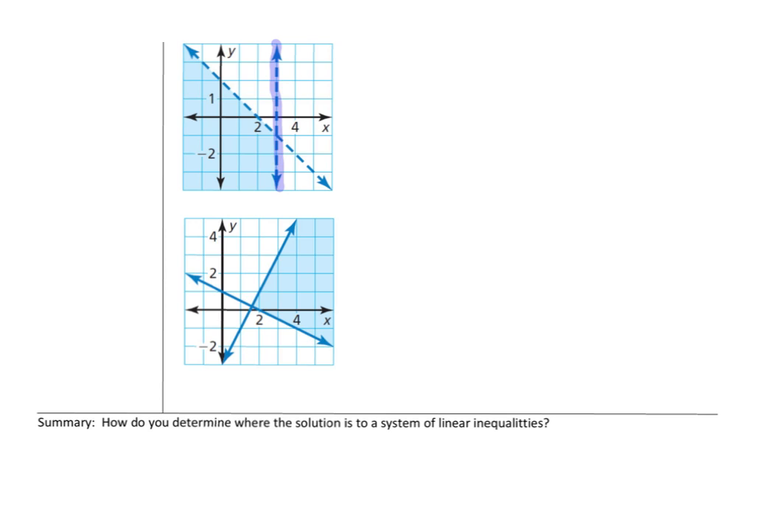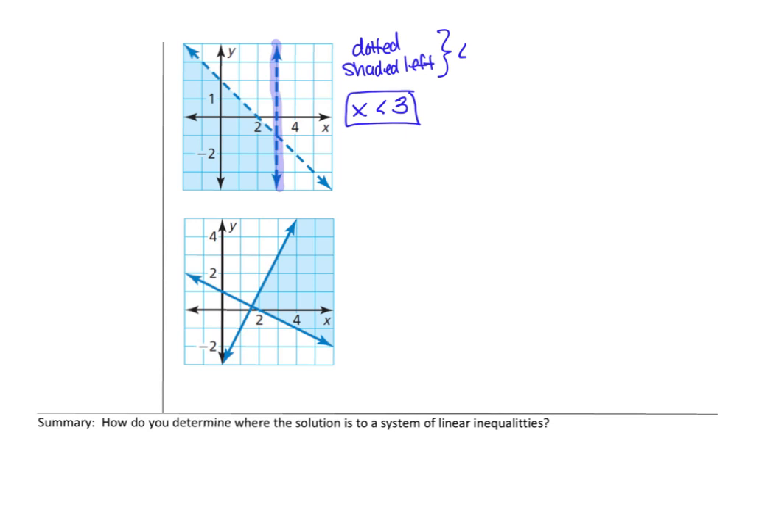So because your line is dotted and it's shaded to the left, so left and dotted would be less than, the inequality that represents the vertical line would be x is less than 3.